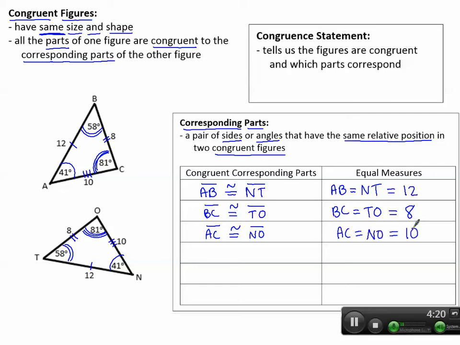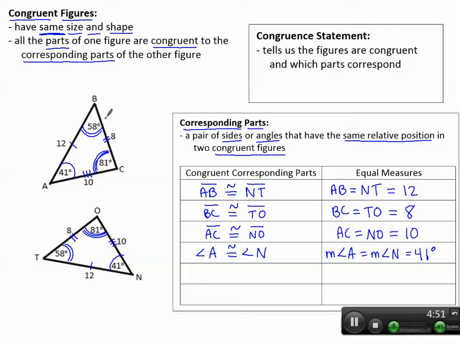Now looking at the angles, angle A and angle N both measure 41 degrees. So the measure of angle A equals the measure of angle N, which equals 41 degrees. Again, I use the equal sign when I'm talking about the measure and I involve numbers. Over here I would write that angle A is congruent to angle N. These are the congruent corresponding angles.